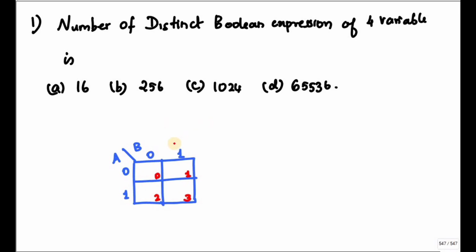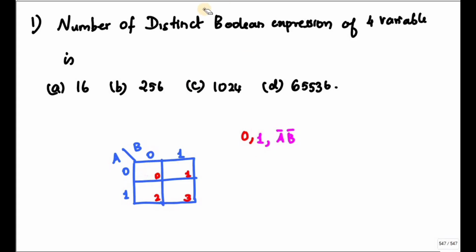So first, if all those cells are filled with 0, the answer will be 0, right? If all these cells are filled with 0, the answer will be 0. If all these cells are filled with 1 and I group them, I will get the answer as 1. Suppose only cell 0 is filled with 1, the answer will be A bar, B bar. Am I right?